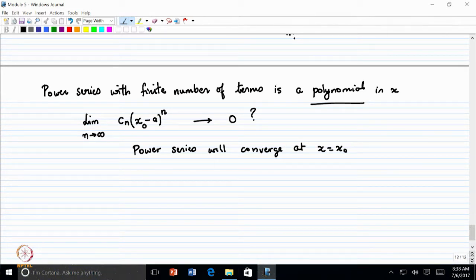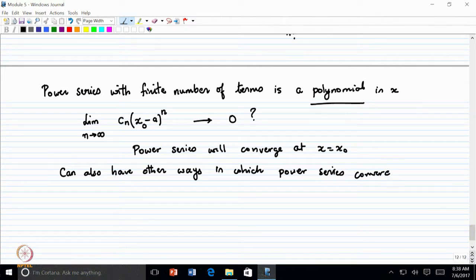So, you can also have other ways in which the power series converges at x equal to x 0.